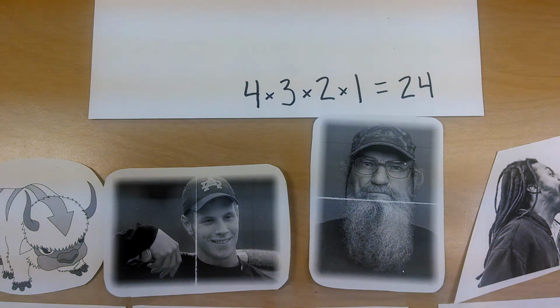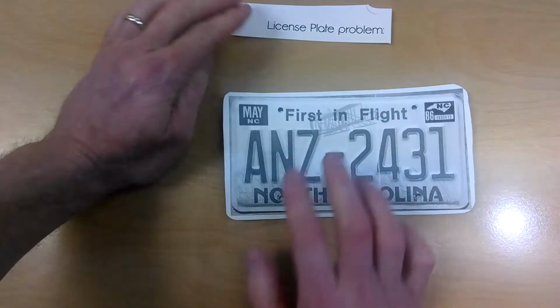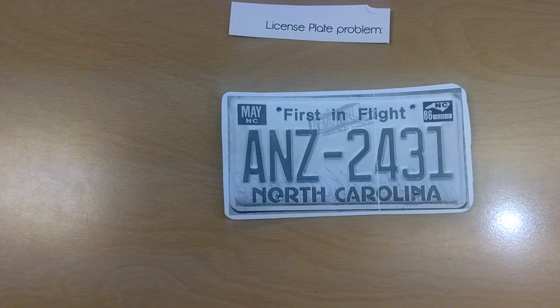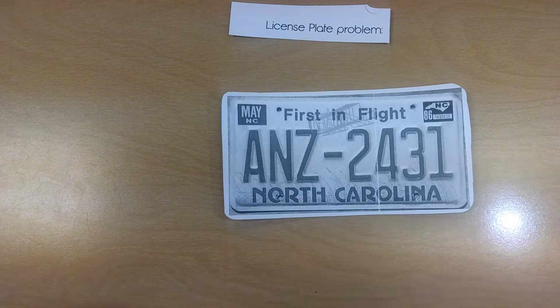All right, let's look at another example. And let's look at a license plate. Okay, so this is a standard North Carolina license plate. It used to be where they would typically come with 3 letters and 4 numbers, but you'll see them with any kind of combination of letters and numbers.